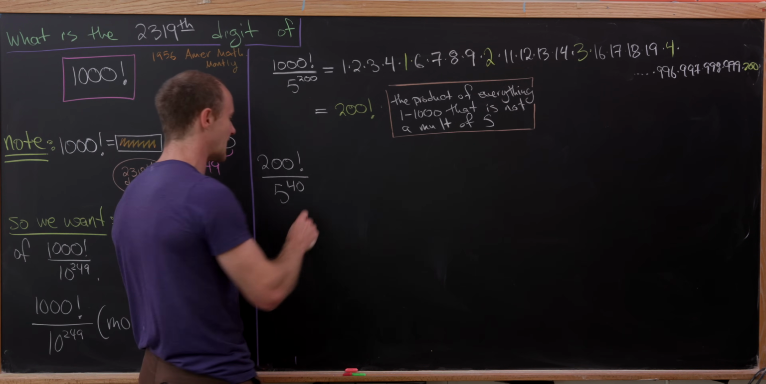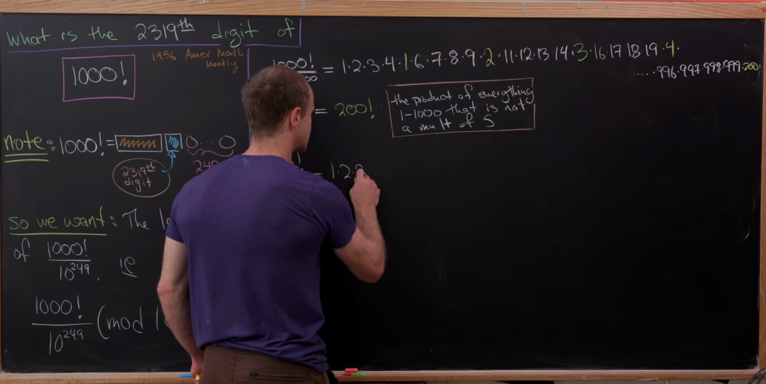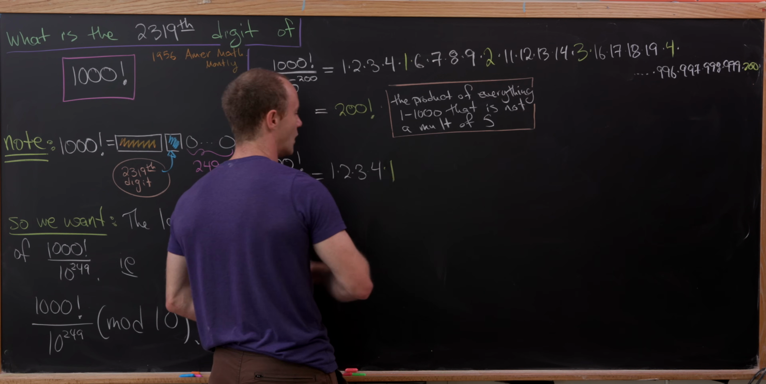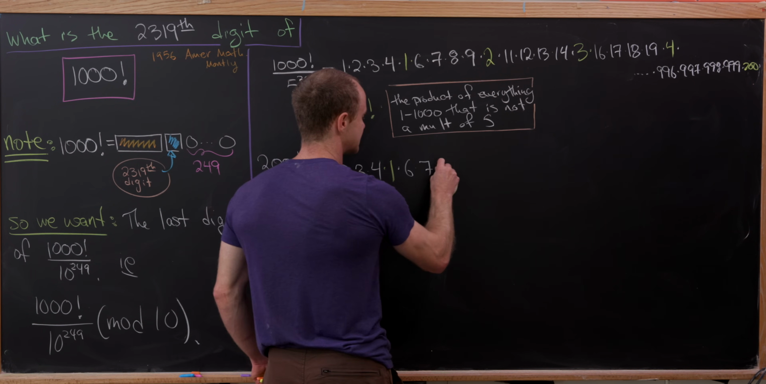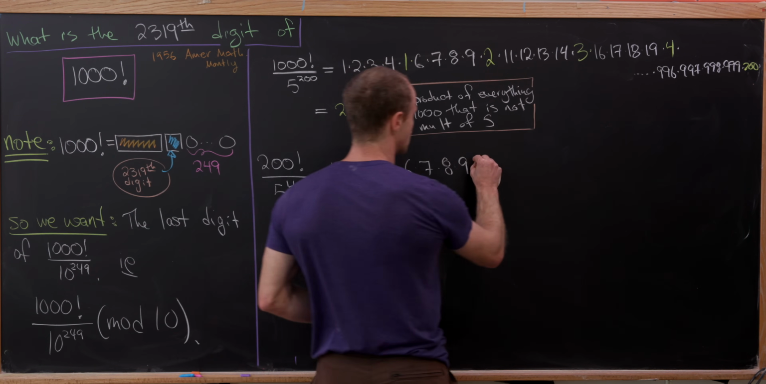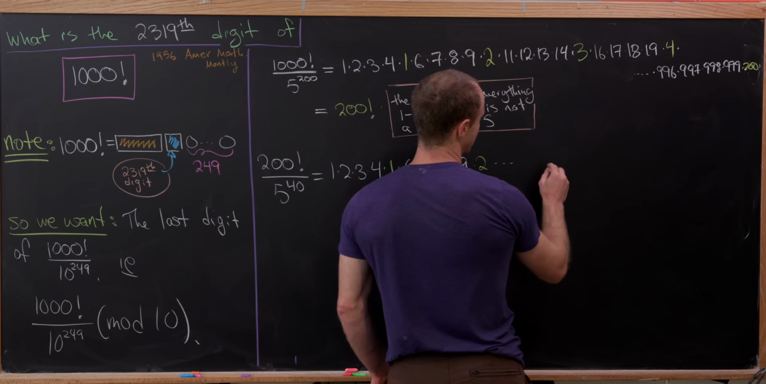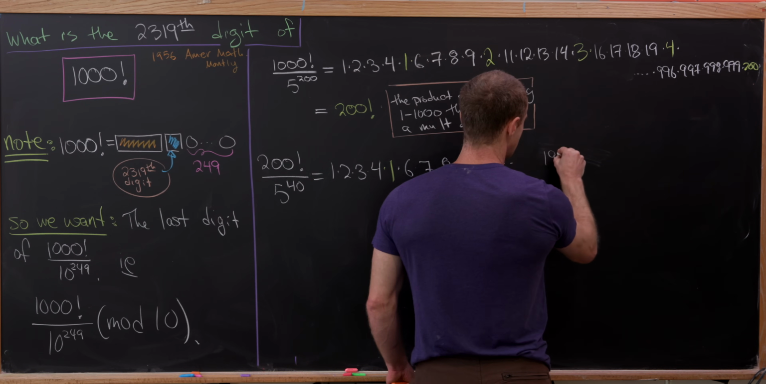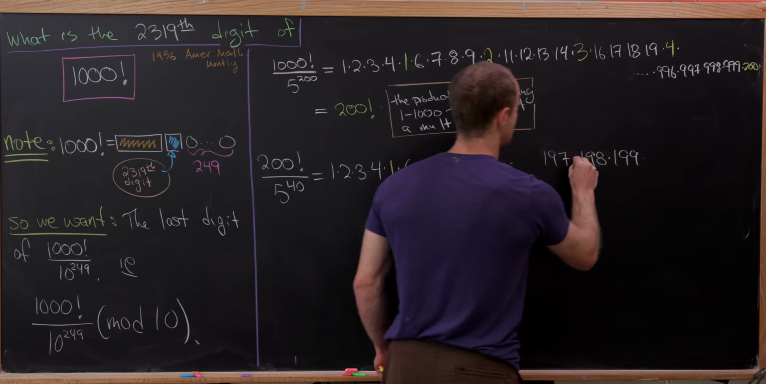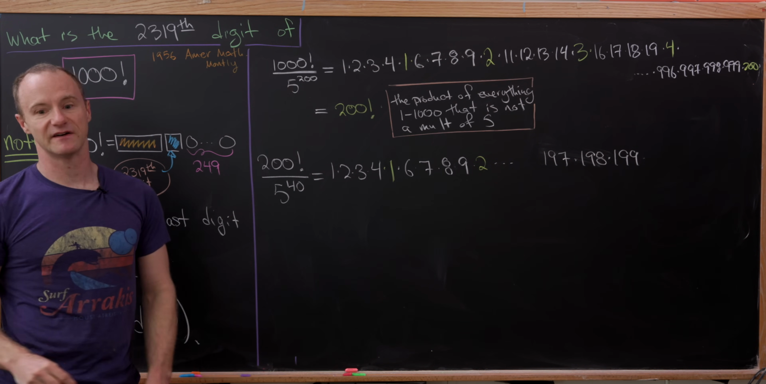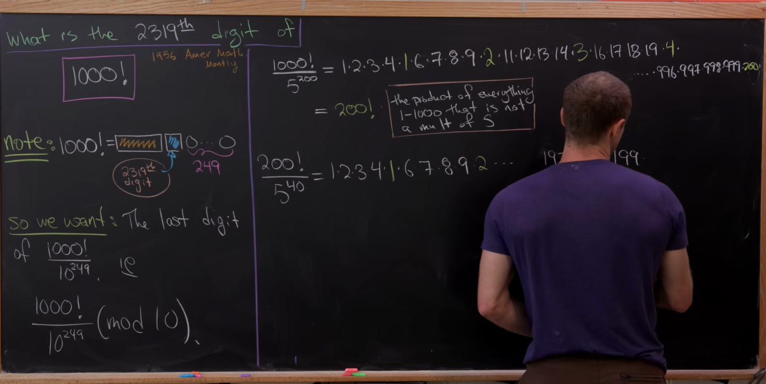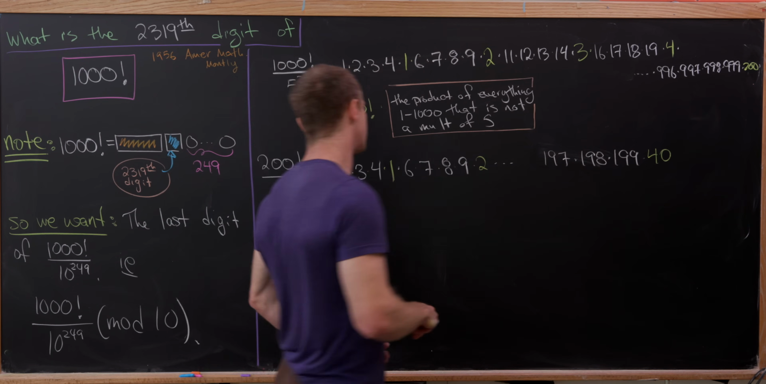So now the same kind of game is going to happen here. We're going to have 1 times 2 times 3 times 4 times 5, but we've divided that out. So we've got this yellow 1 left over. And then we'll have 6, 7, 8, 9. We'll have a 10, but we divided a 5 out, leaving us a yellow 2. And then so on and so forth. So this is going to end in 197 times 198 times 199 times, well, 200, but we've divided a 5 out of it, leaving 40, but that's in yellow.